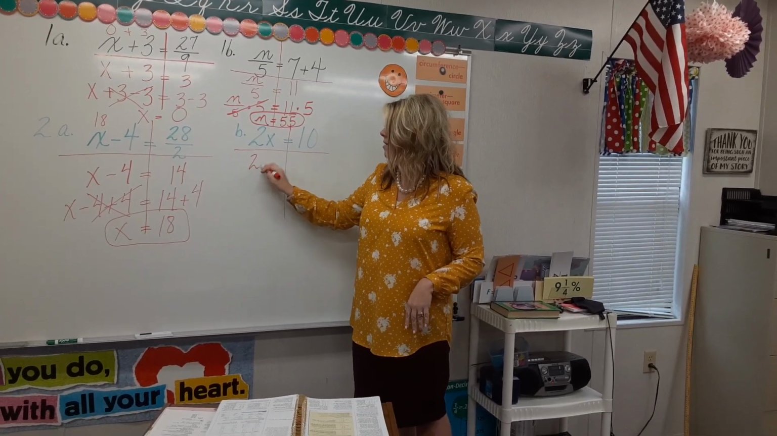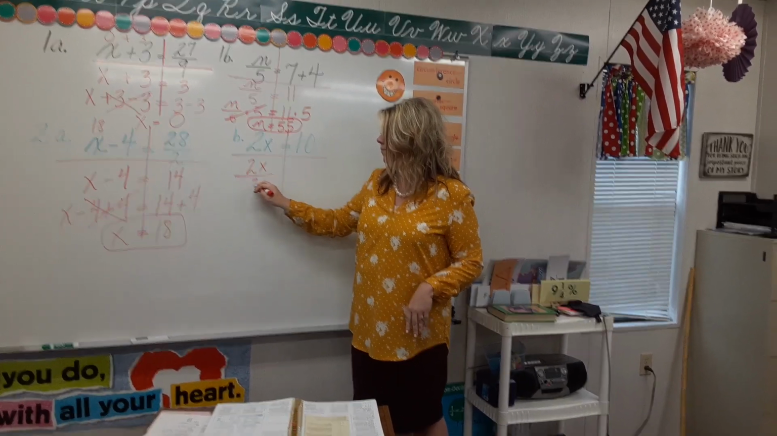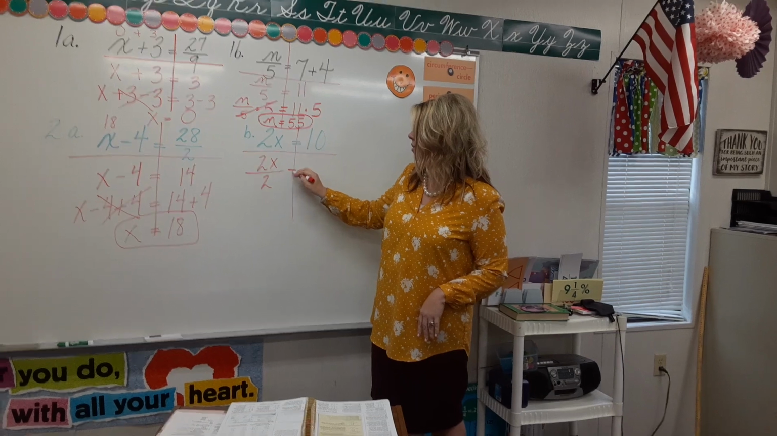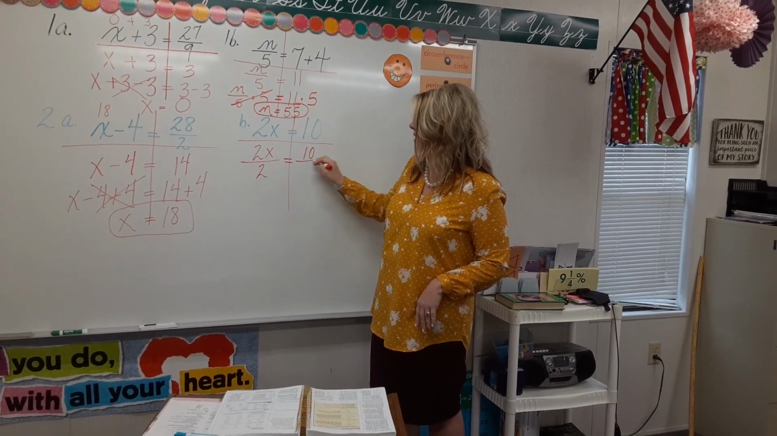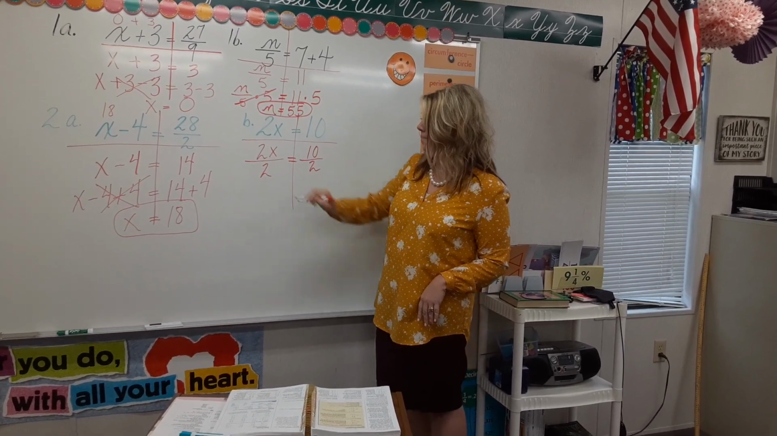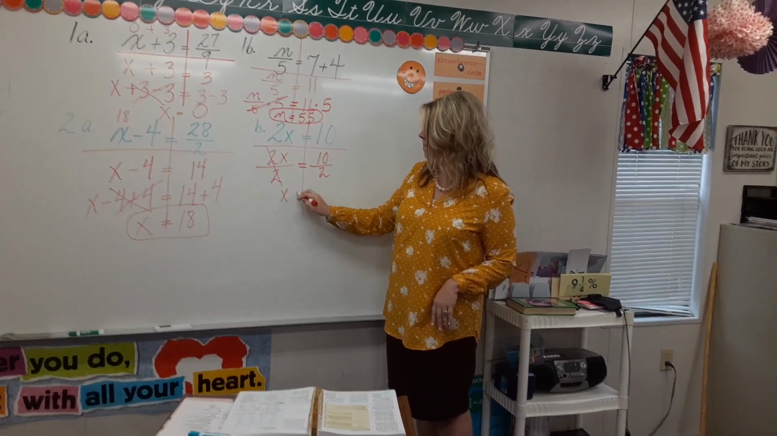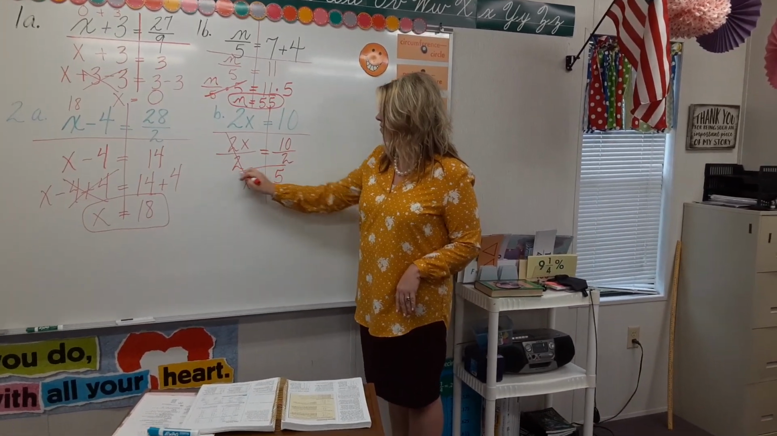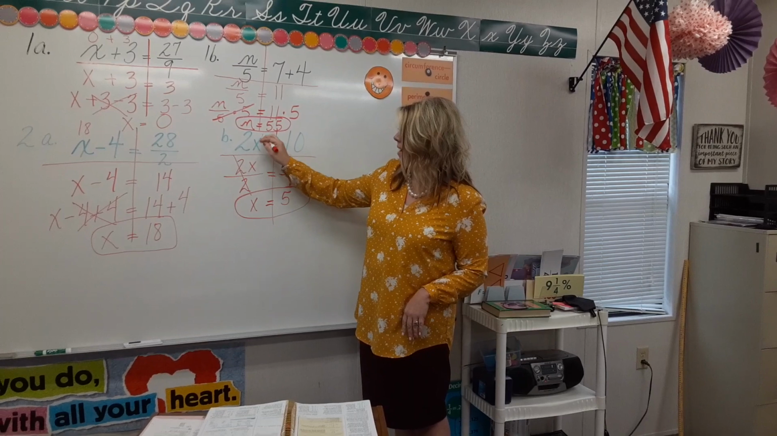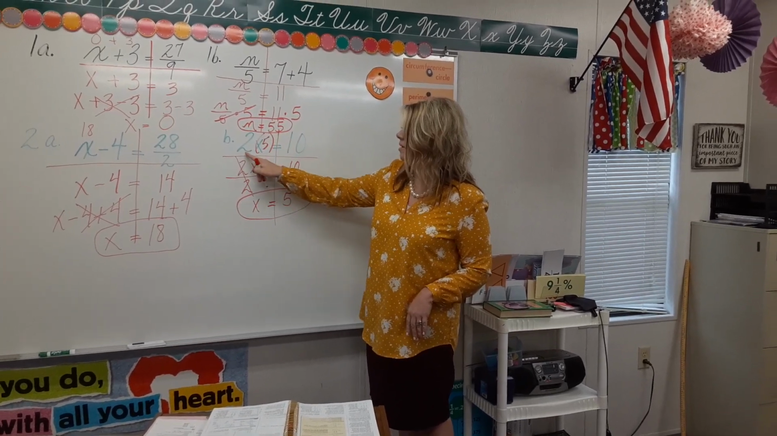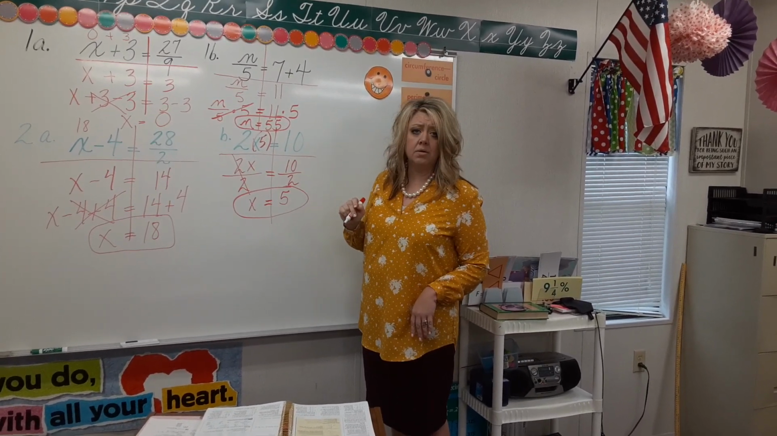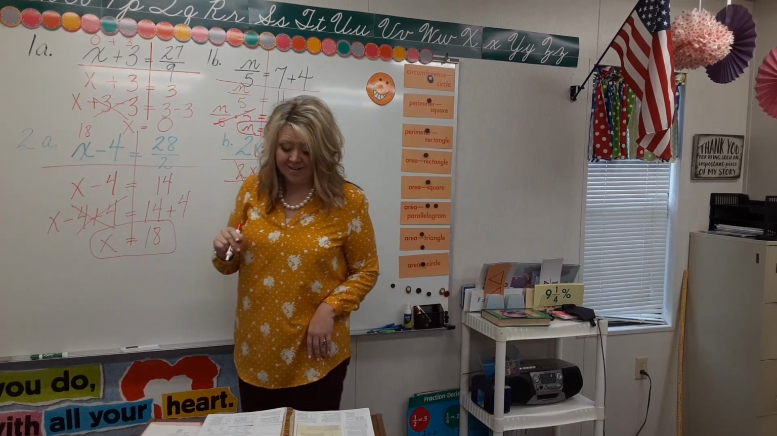What is that? Division. 2x divided by 2 equals, do the same thing on the right side, 10 divided by 2. These cancel out. X equals 5. Is that correct? Well, if we put 5 in the spot here, 2 times 5 is 10. So that's the answer for letter B.